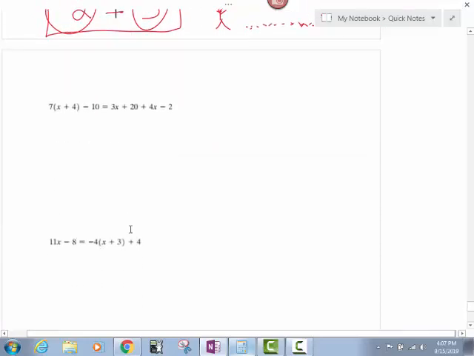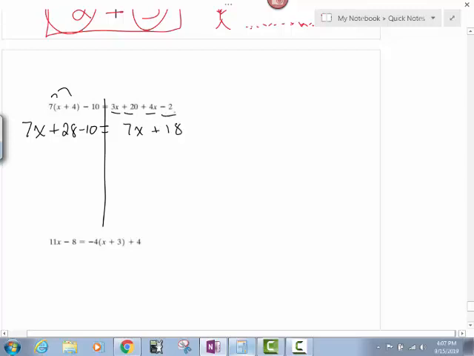Let's try the next one. Let's see what we can figure out here. Okay, grab my pen again. I draw the line going straight down. Just to let me know that I have the two sides. Let's multiply our 7 on both sides. 7x. 7 times 4 is 28 minus 10 equals, let's combine like terms here. Let's see, 3x and 4x is also 7x. Okay, 20 minus 2 should give me an 18. Okay. So now we have 7x over here. 28 minus 10 is 18 equals 7x plus 18.